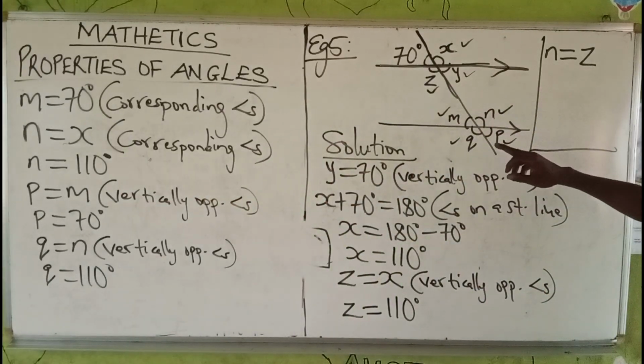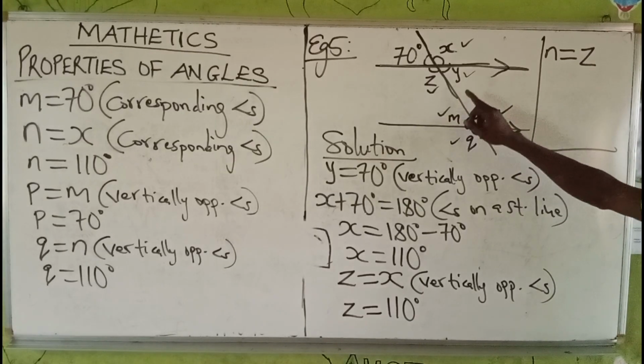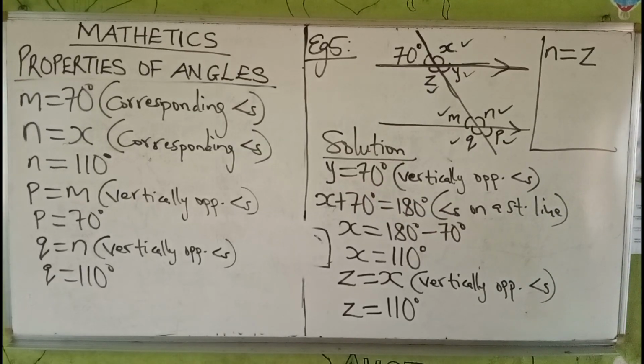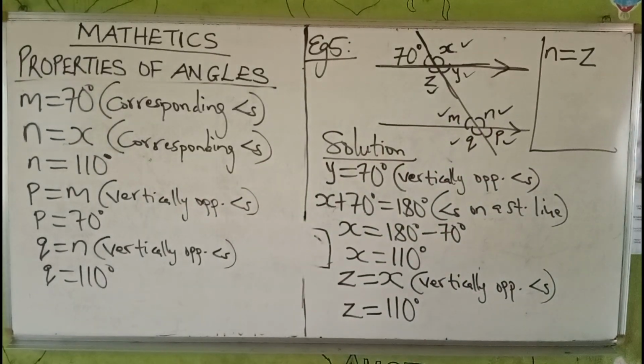We can use the same thing to solve for angle M by saying M is alternate to Y. So we say M is equal to Y, and since Y is 70, M will also be equal to 70. And that is the same answer we got when we used corresponding angles to solve for M.